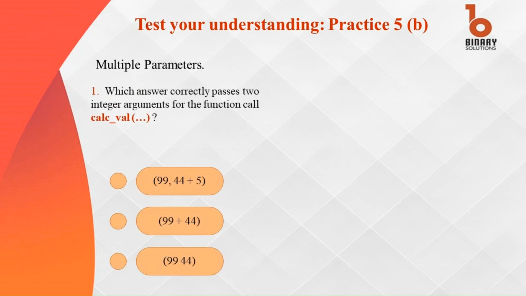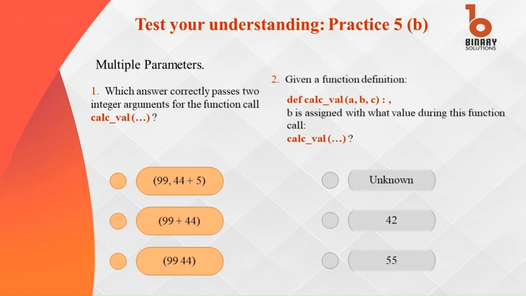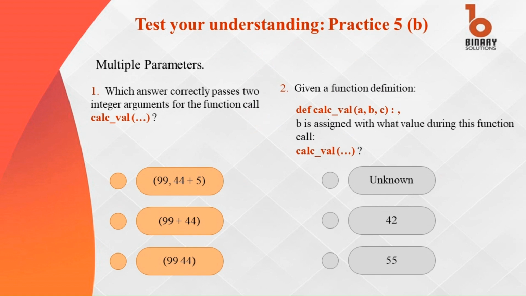When calling a function, how do you pass 2 integer arguments to it? Time for second question. Given the function definition, what value does b receive during the function call? Think about how function calls work and decide which option makes the most sense. Let's see who can figure this out.